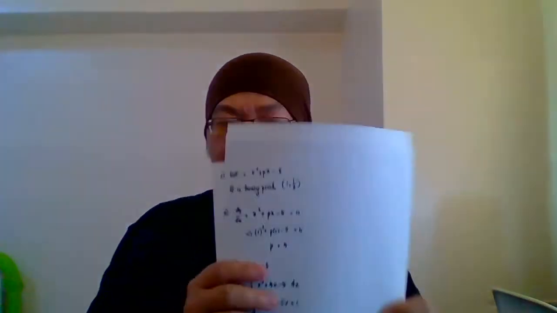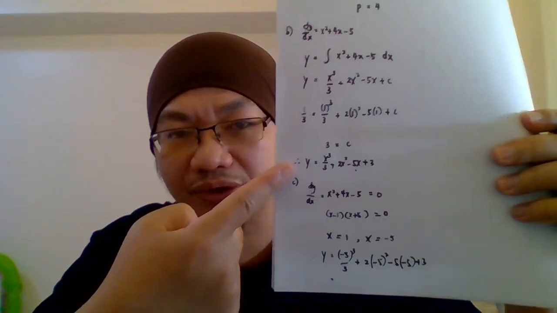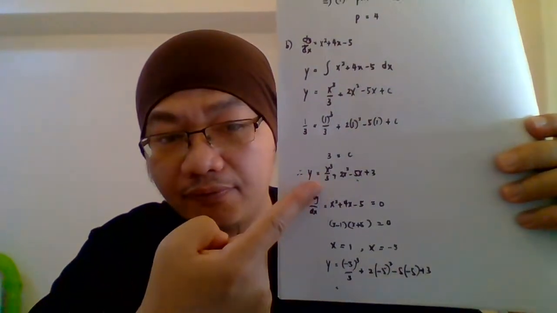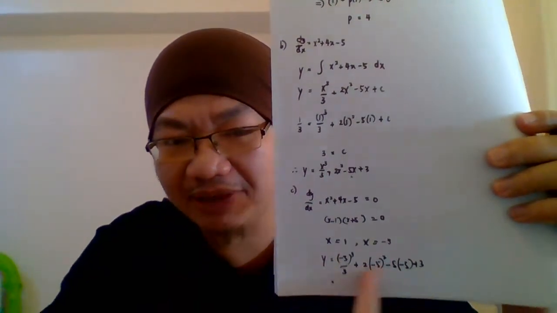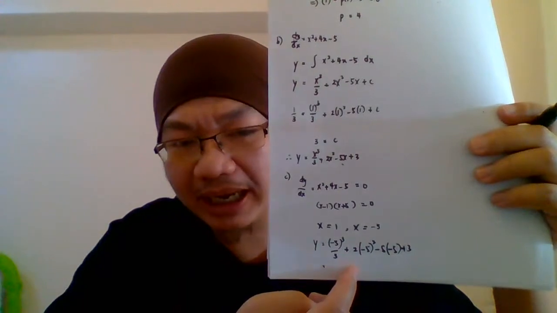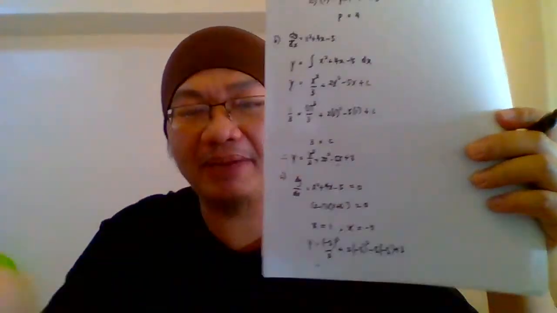So someone please calculate for me. I just show you the substitution. -5 cubed over 3, plus 2 times -5 squared, minus 5 times -5, plus 3. So we just substitute into the equation of the curve we already obtained in question B. We just substitute with -5. Then how much is it here? Tell me how much it is.